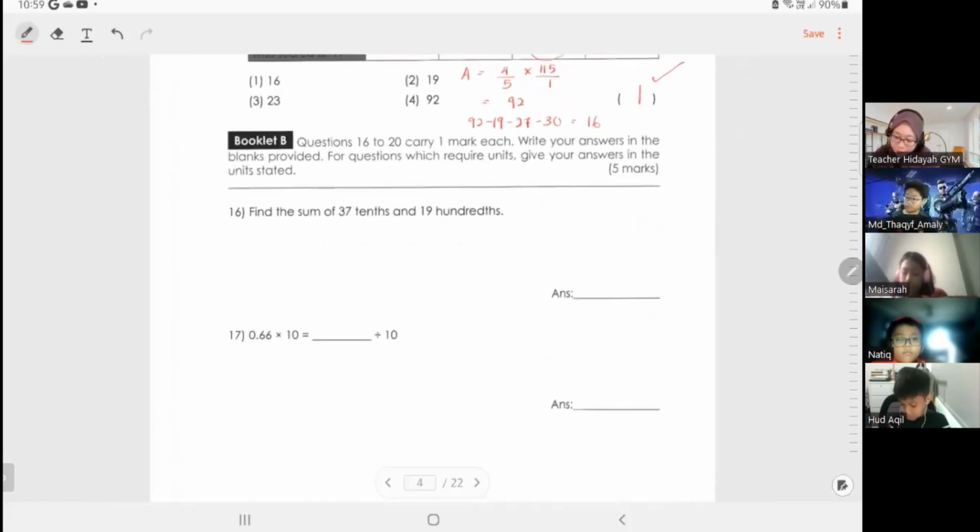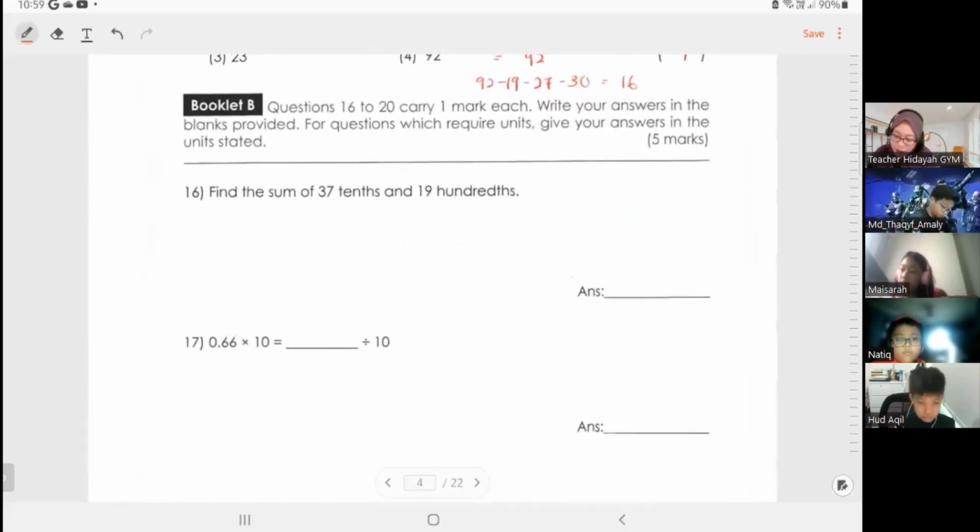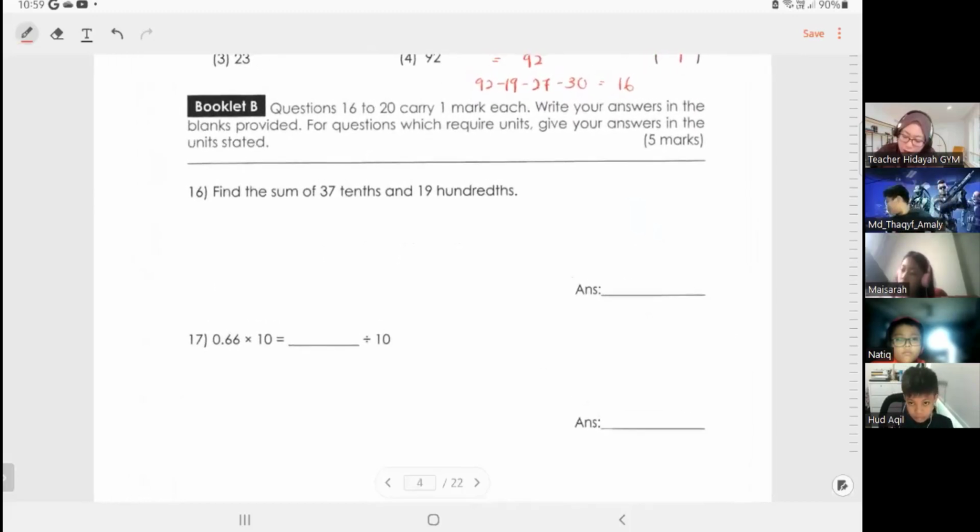Next one. 16 and 17 should be easy. Find the sum. Sum means to add 37 tenths and 19 hundredths. How do I do this? If you're not sure, write down 37 over 10, and 19 over 100 like this. Okay, so this is divided by 10. Right? It's 37 divided by 10.